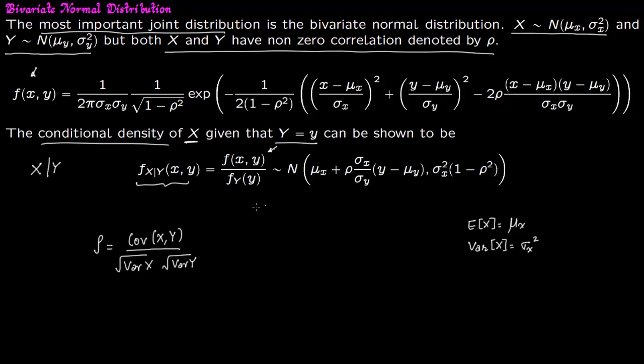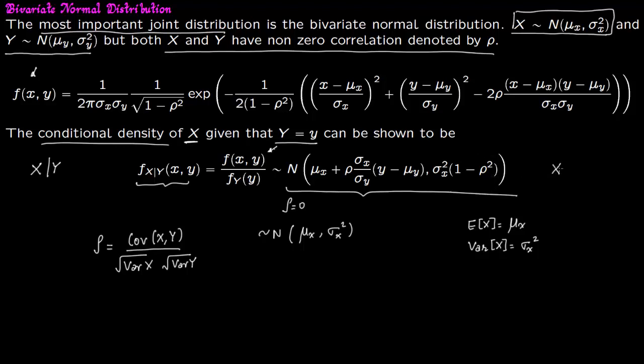Notice that if x and y are independent, then rho would be 0, and in that case the normal distribution would just have mean mu x and variance sigma x square. That is the same as here, if rho is 0. Since rho is not 0, this is what the conditional distribution of x given y will look like. So x conditioned on y, and this is their joint distribution.